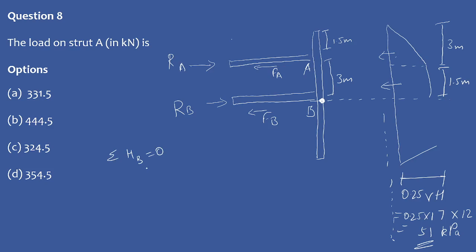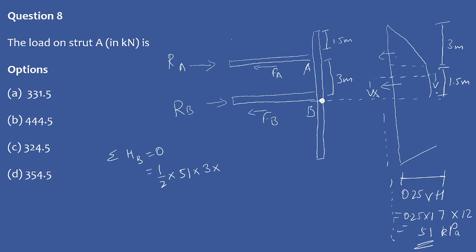Force from this pressure diagram is half into 51 into height 3. Also we need to consider that this is not a 1D problem, this is a 2D problem. So if you take the cross section here, let me call it the XX section.